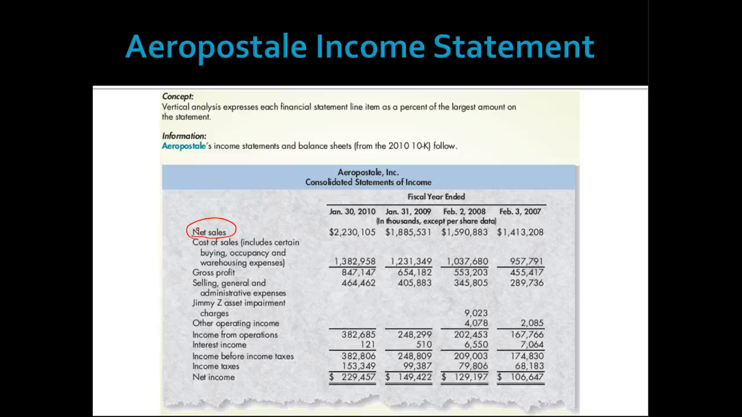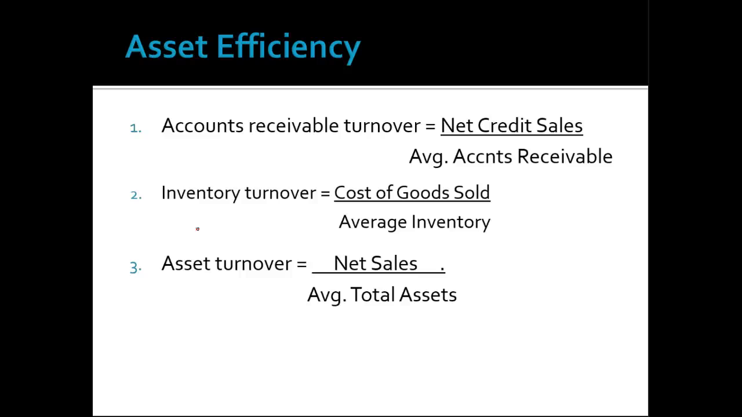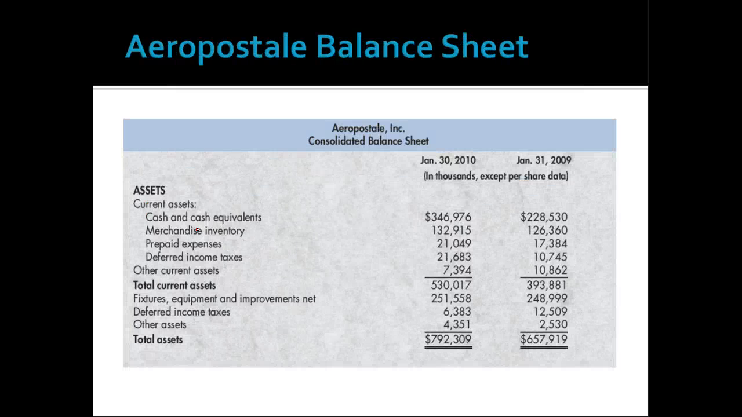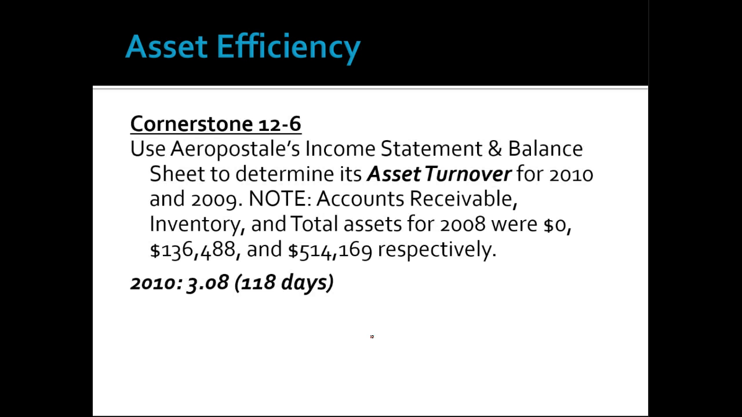And I want to divide that by the average total assets of the company. Well, what were the average total assets? It's going to be 2 years worth of total assets divided by 2. If I did that math, I would discover that Aeropostale was consuming all of its assets on average 3 times a year, which means every 118 days it consumed all its assets. In 2009, it consumed its assets 3.22 times in the year, which was the equivalent of every 113 days.